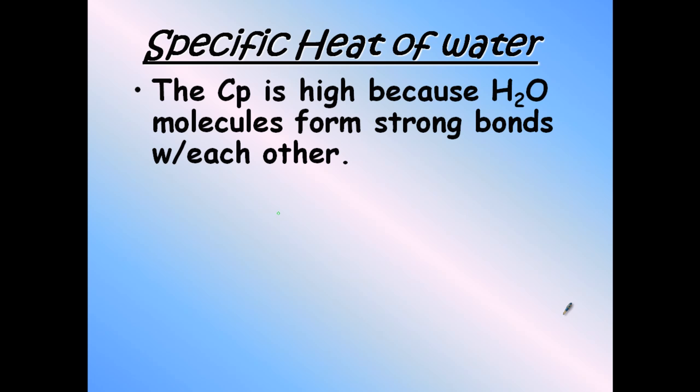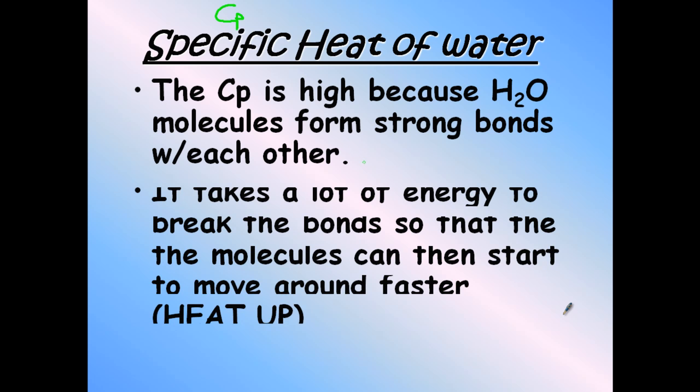So we said we're going to be talking about the specific heat of water a lot. This symbol, C sub p, is the symbol for specific heat. Cp is high in water because the molecules form very strong bonds. It's hard to break those bonds, and it takes a lot of energy in order to break them.